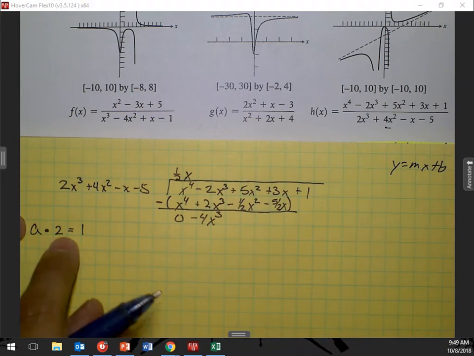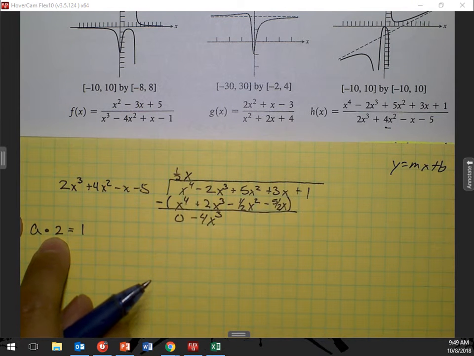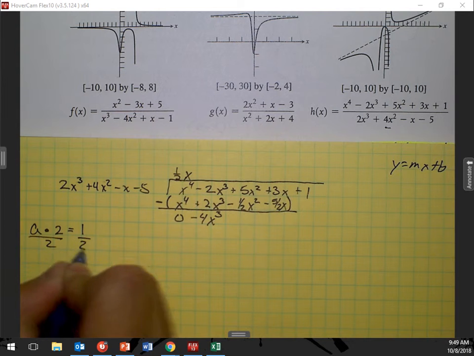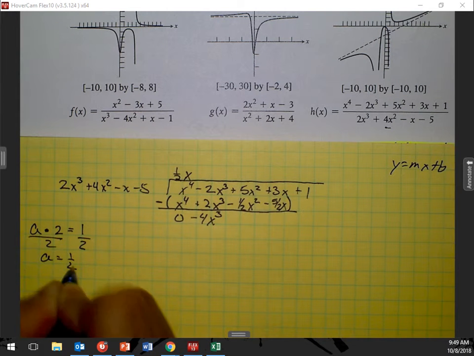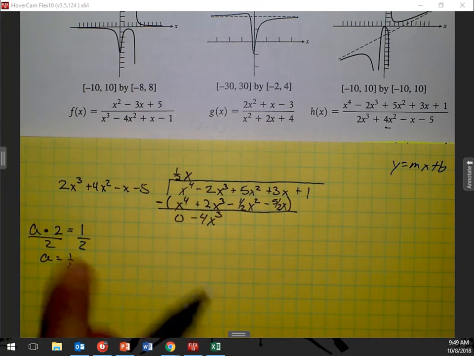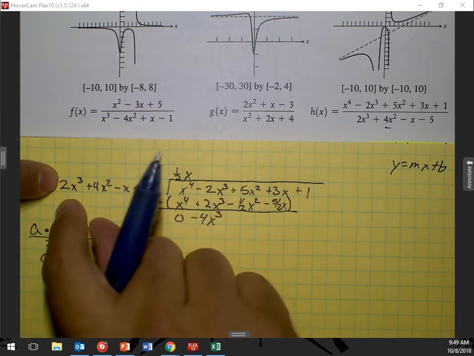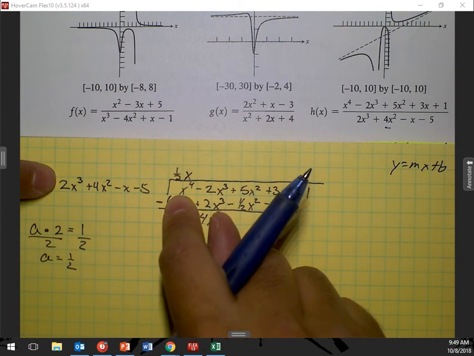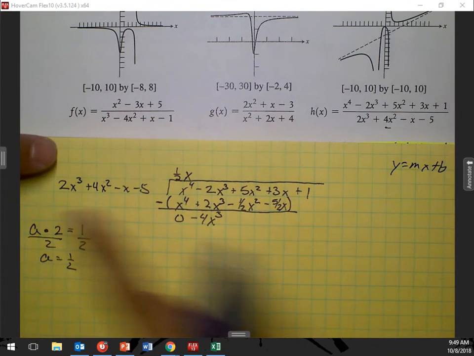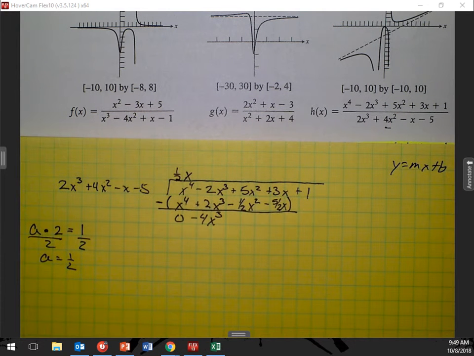So what would I do to get a by itself here? Just divide by 2, right? So I divide by 2, and I get a is 1/2. In my long division, I kind of did it in my head right here. In long division, I always know I have to make it look like that. Sometimes you're going to get some really crazy fractions out of this, but that's kind of how it goes. And you're going to end up canceling out a lot of this as you go. All right, you're welcome.